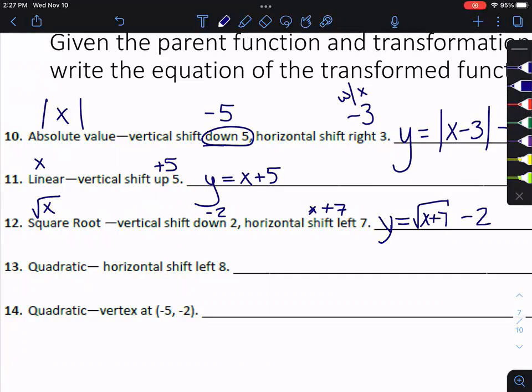Question 13, we have a quadratic, so that's our x squared. We want this time a horizontal shift left 8. So that's going to give us x plus 8. That has to go inside parentheses before the squared. Since it has to go inside to get that horizontal shift, it's got to be put into parentheses.